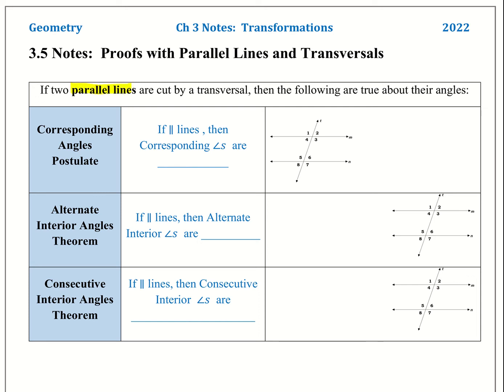So it is important that these little rules that we're going to be using below, we only use them if we're dealing with parallel lines. So if you have a situation where you have some lines that are not parallel and you cut them with a transversal, there are no relationships here between, for example, the corresponding angles. They're not going to be the same size if the lines aren't parallel.